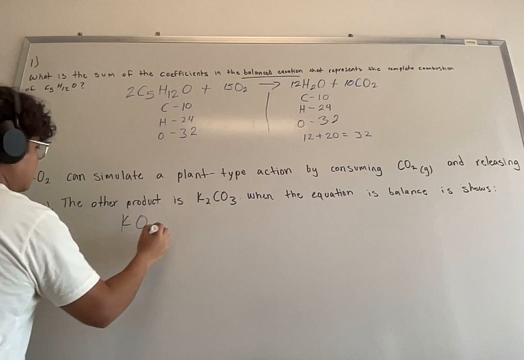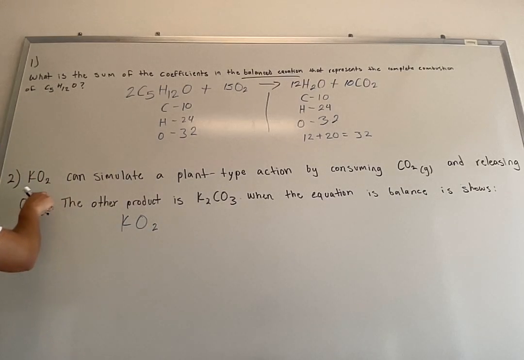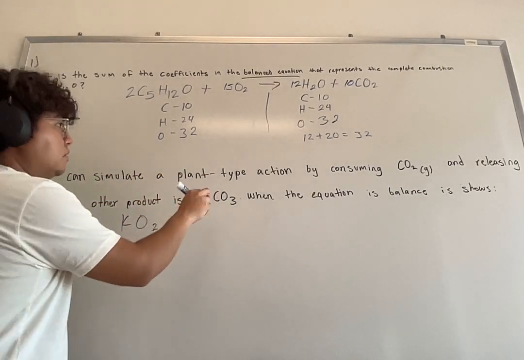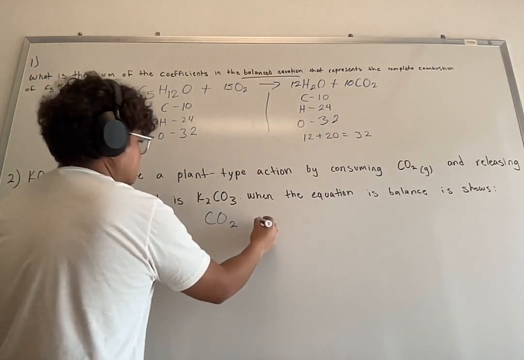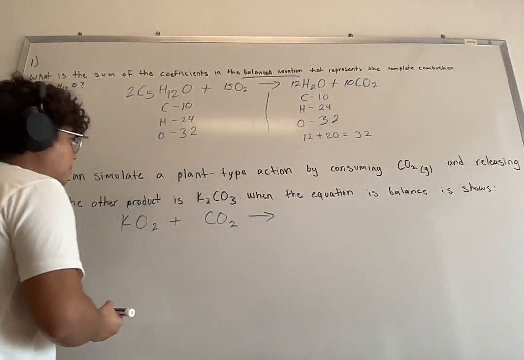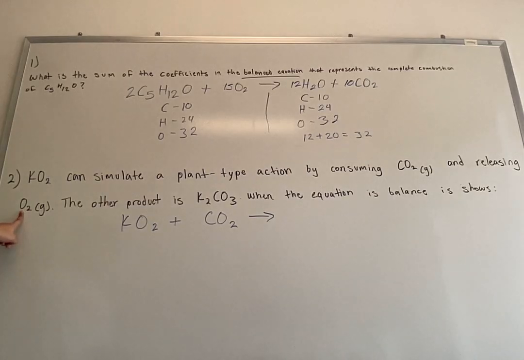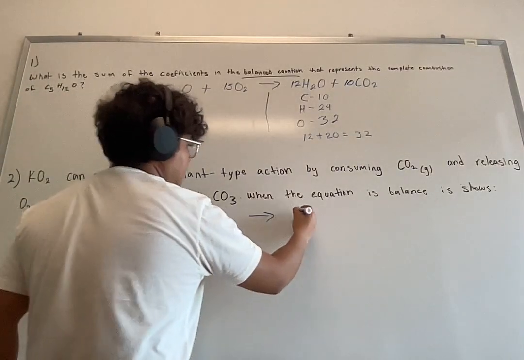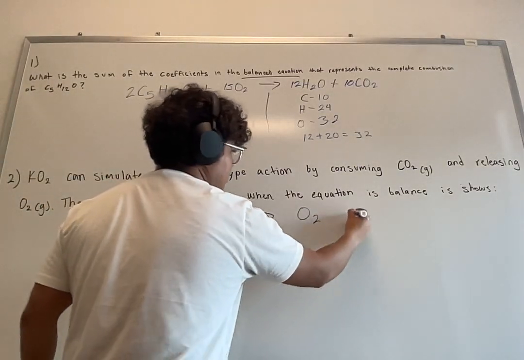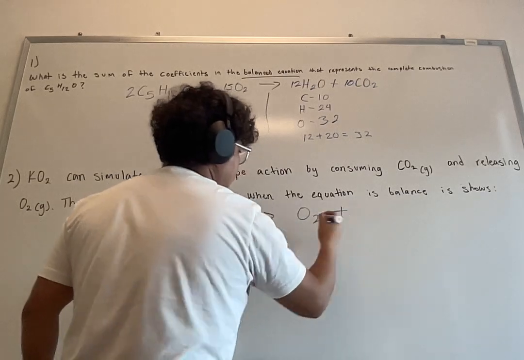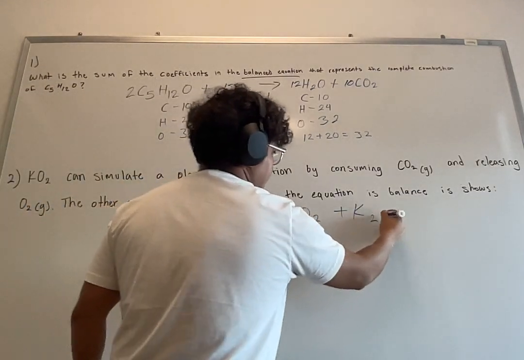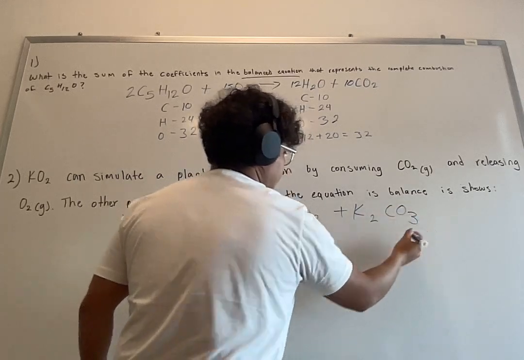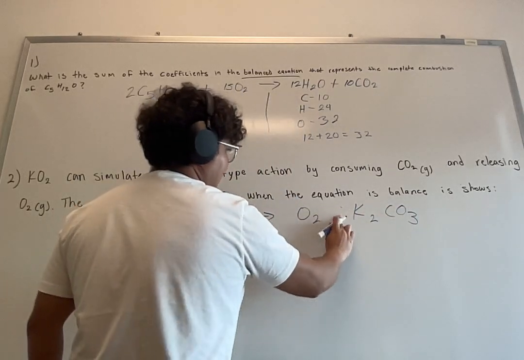So we got KO2 plus CO2 produces oxygen gas, O2. And remember what I said, oxygen is always going to be O2. Plus K2CO3. So this is the equation. It's not balanced.